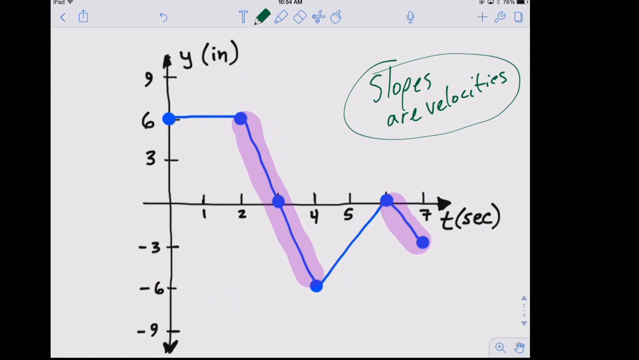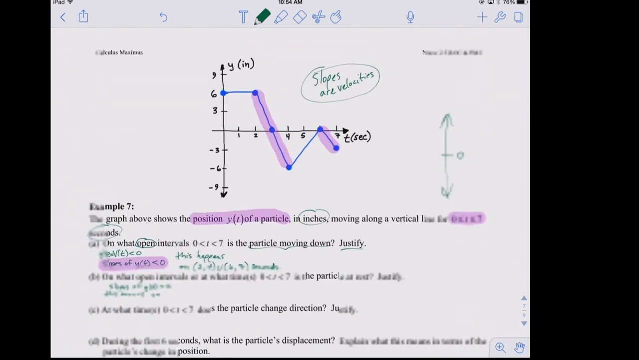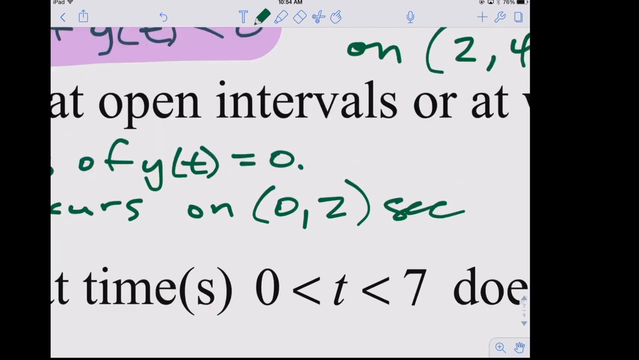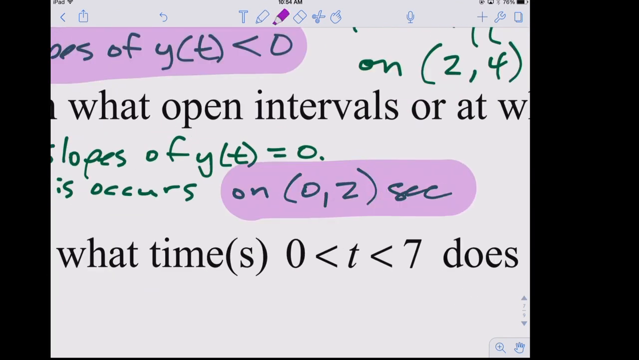Where is it? 0 to 2, right? That's the only horizontal piece, so 0 to 2. This occurs on 0 to 2 seconds. Now, if you don't want to say on that interval, there's another way to do it. You could say for 0 less than t less than 2 seconds, it's an open interval. You could do it like that as well.